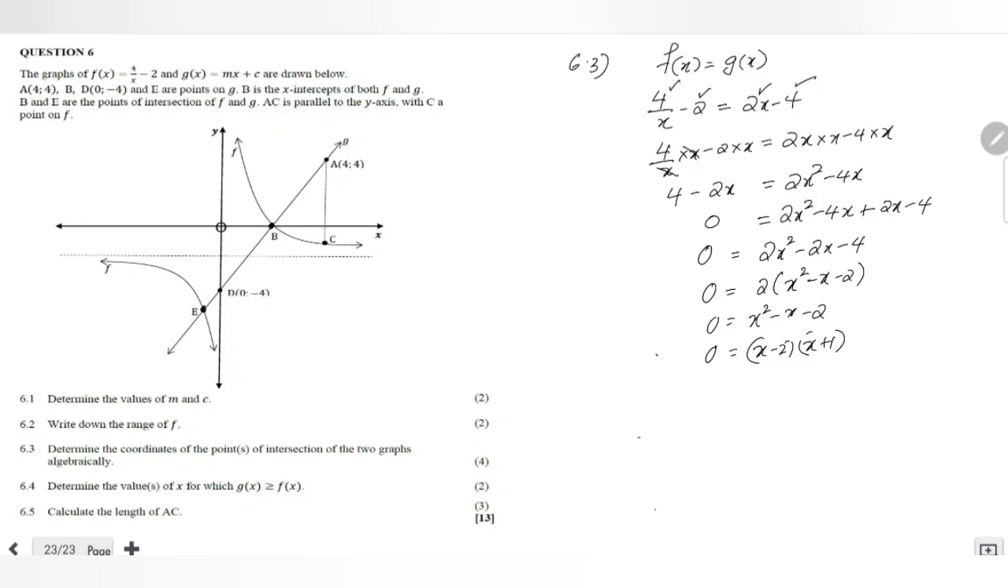Clear? Okay, so we can find the two x values. What are they? x minus 2 is equal to 0, that is x is equal to 2, or x plus 1 is equal to 0, that is x is equal to minus 1. So these are the x values of E and B. E's x value is negative 1 and B's x value is 2.